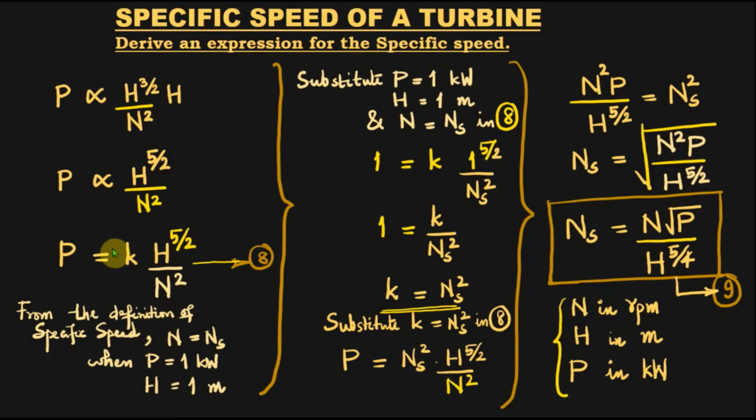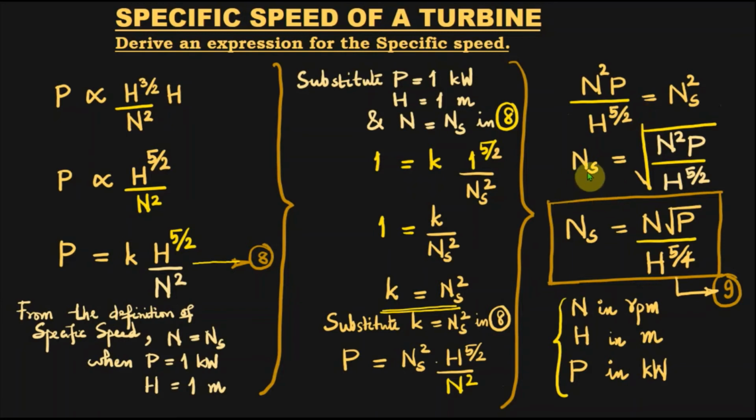So substitute the value of the constant K in equation number 8. So what do we get? P is equal to Ns square. See, instead of K, you are substituting Ns square. Ns square into H raised to 5 by 2 divided by N square. Now what do we require? We require this Ns. So transpose the other terms. So what do you get? N square into P divided by H raised to 5 by 2 is equal to, on the right hand side, now we have Ns square. So Ns square is equal to N square into P divided by H raised to 5 by 2.